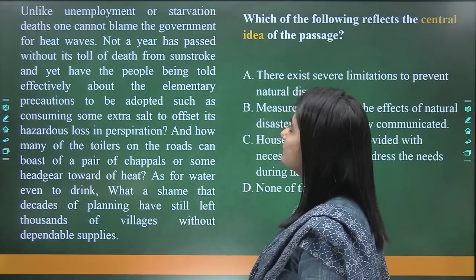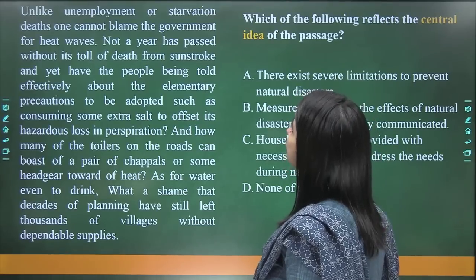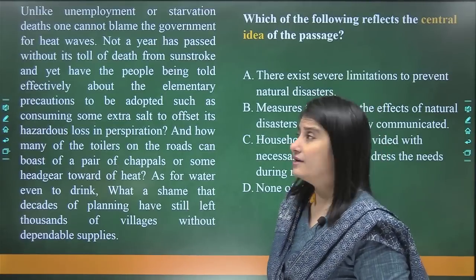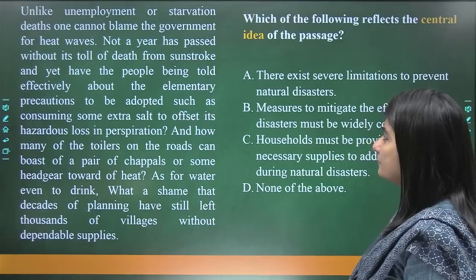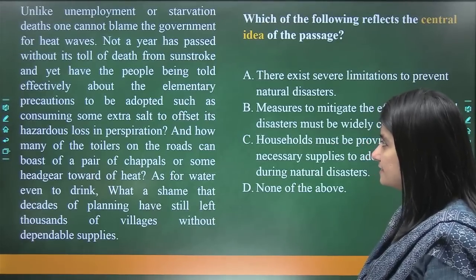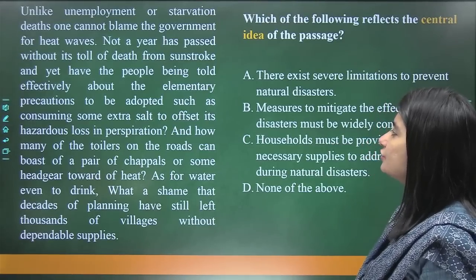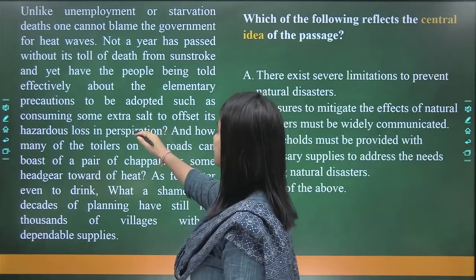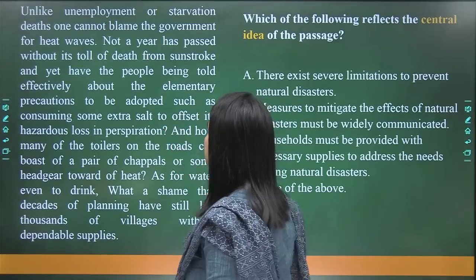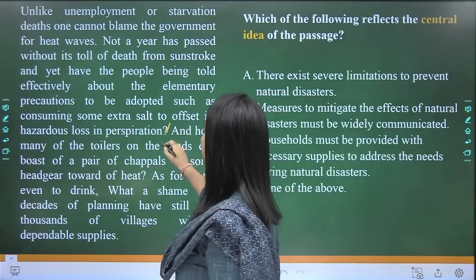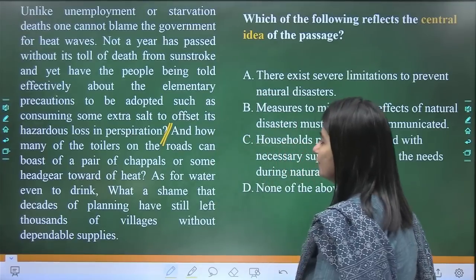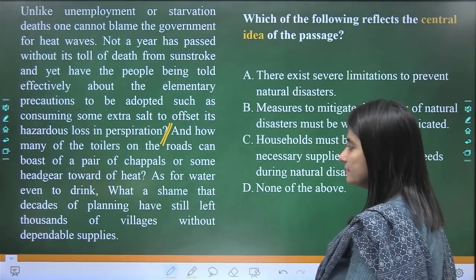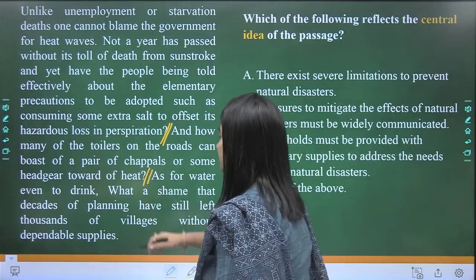Unlike unemployment or starvation deaths, one cannot blame the government for heat waves. Yes, you cannot blame the government if you have heat waves. Not a year has passed without its toll of death from sunstroke, and yet have the people been told effectively about the elementary precautions to be adopted, such as consuming extra salt to offset its natural loss in perspiration. And how many of the toilers on the roads can boast of a pair of chappals or some headgear to ward off heat? It's a question mark.